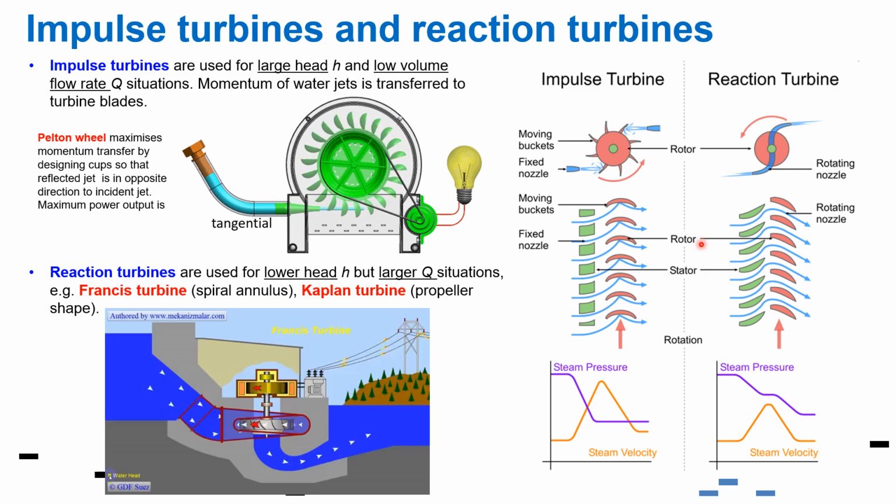And so the water will go towards the rotation of that blade and out of the system. If you compare these two kinds here, this is an example of a Francis turbine. We have two kinds of reaction turbine, the Francis turbine and the Kaplan turbine. The main difference, if you look at the design, is that the Kaplan turbine is like a wind turbine, so it's a propeller type. But the Francis turbine is more of a spiral annulus.